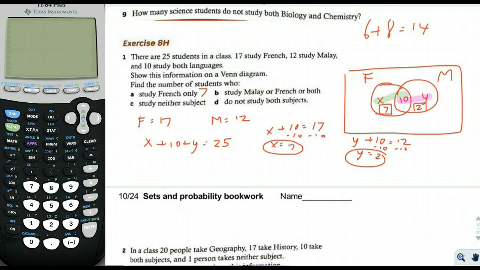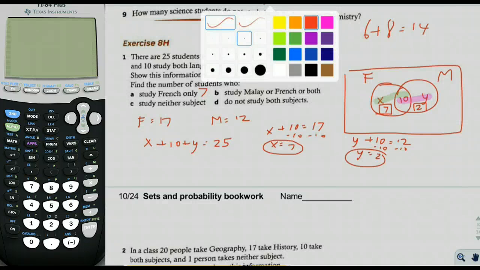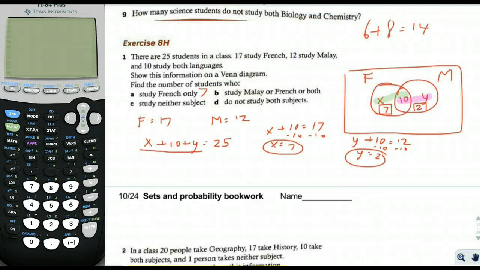How many people study Malay or French or both? That would be 7 plus 10 plus 2. Oh, you know what I did? I said that x plus 10 plus y equals 25, but that's not true, is it? X plus 10 plus y plus z, the people outside, equal 25, because not everyone takes a language, okay? So those who study Malay or French or both would be 7 plus 10 plus 2, which would be 19. Study neither subject, so that would be Z.